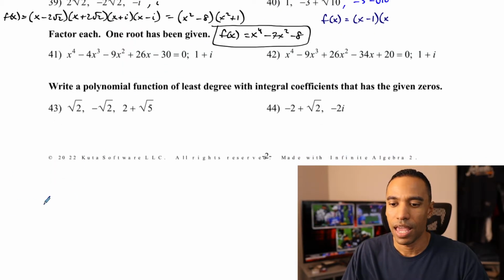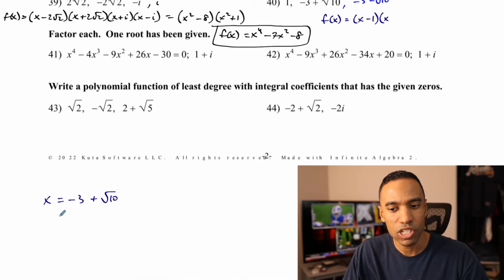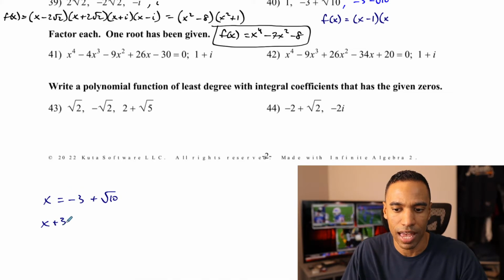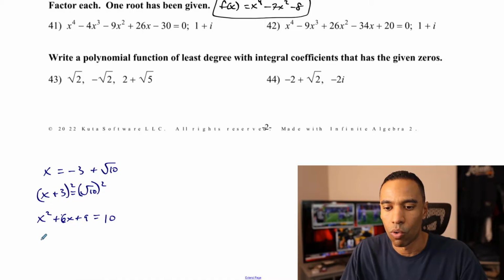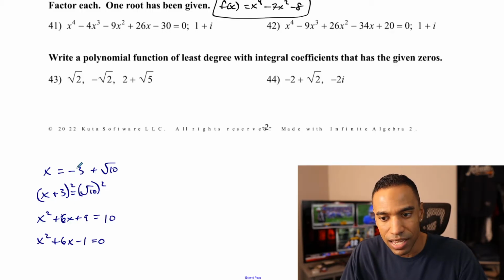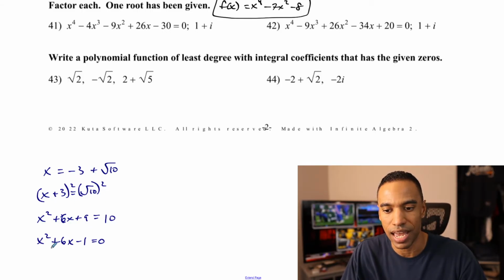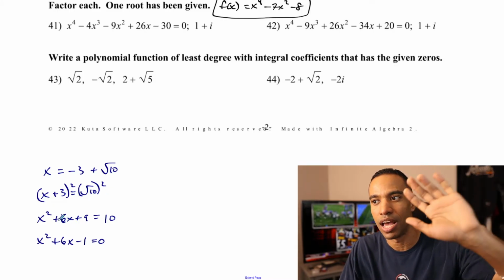Check this out. If x equals -3 plus root 10, and I just add the 3 over, I'll get x plus 3 equals root 10, and then I square both sides here. Then that'll give me x squared plus 6x plus 9 equals 10. Or x squared plus 6x minus 1 equals 0. Now this takes care of the -3 plus root 10 and the -3 minus root 10 together. So that's my expansion of that.